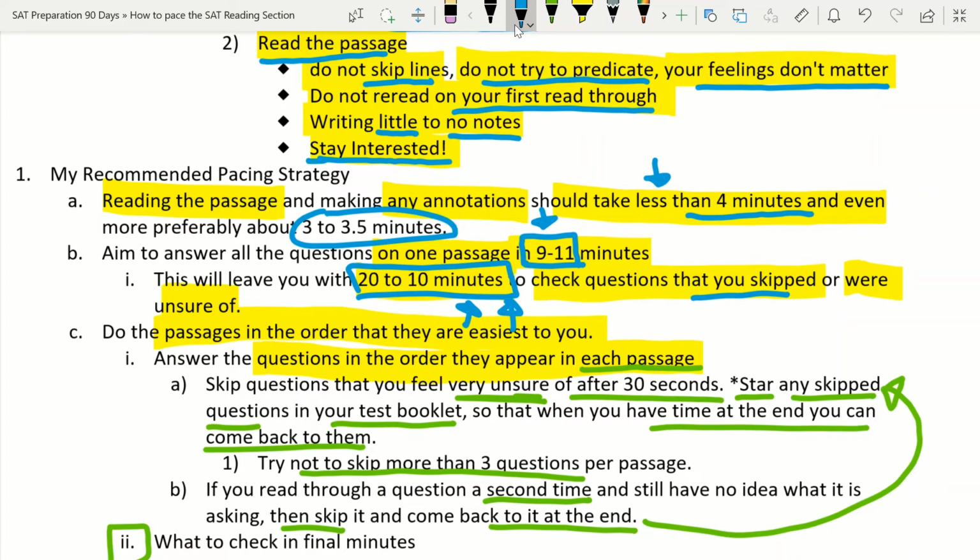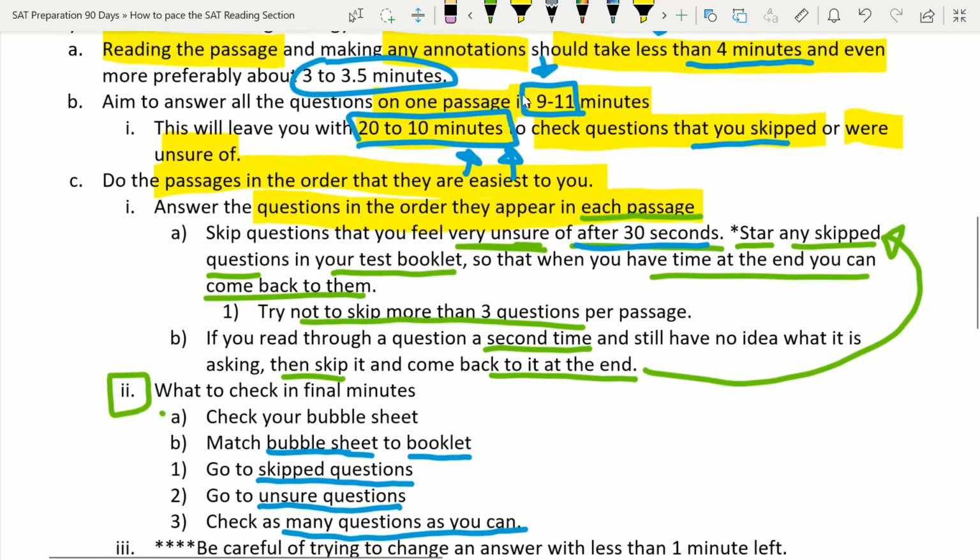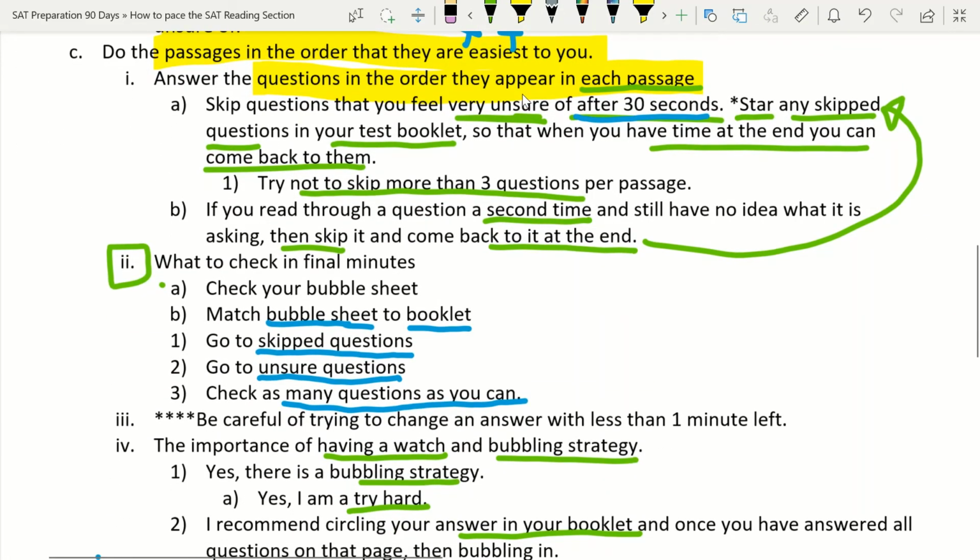The other thing is to skip a question if you feel very unsure of it after 30 seconds. Make sure you star skipped questions so you know where they are in your test booklet. Obviously today you're not going to have a full test booklet, but still understand that as a concept. Try not to skip more than 3 questions per passage.